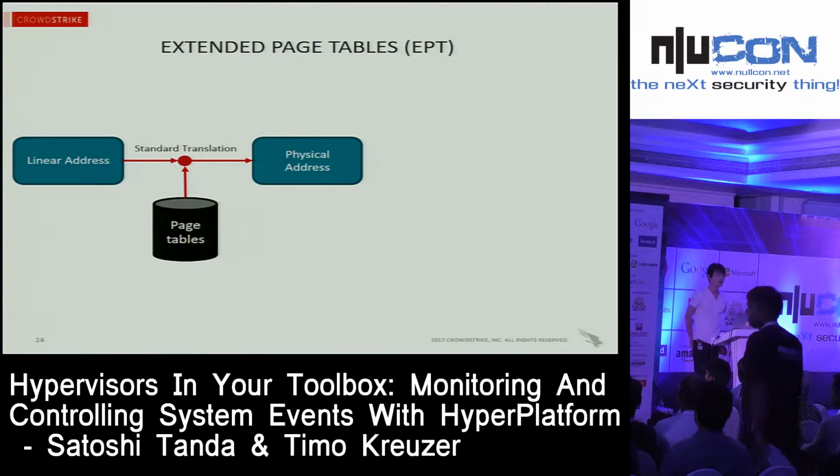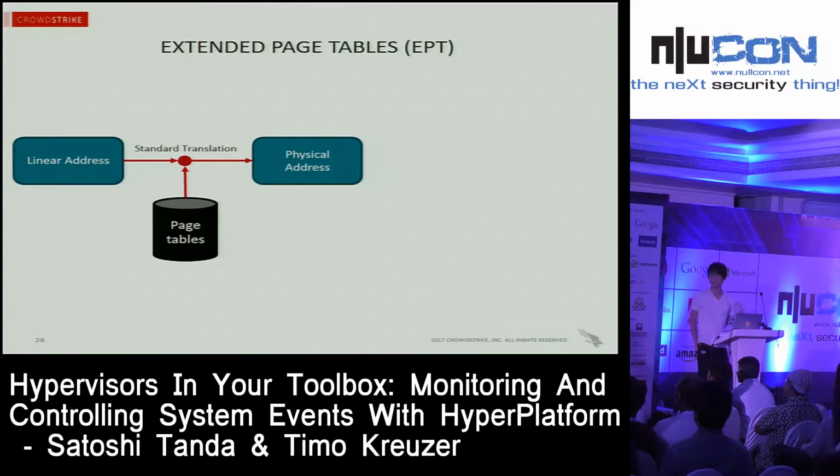And the other interesting technical aspect of virtualization technology is extended page tables. Extended page tables is basically one more address translation layer. This chart illustrates how the address translation takes place. Basically, address translation is converting a virtual address, which we use in programming, into a physical address to fetch memory content from physical memory.